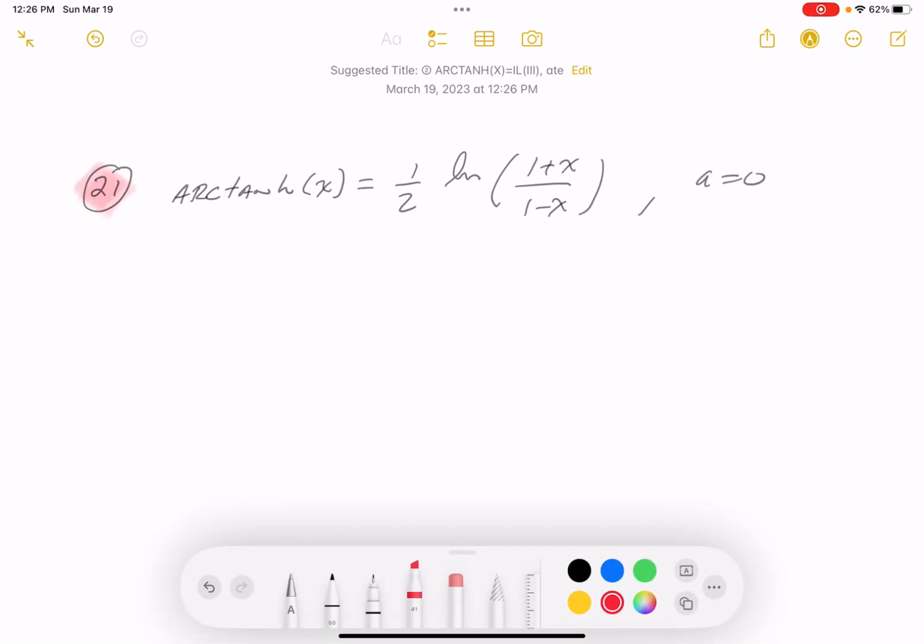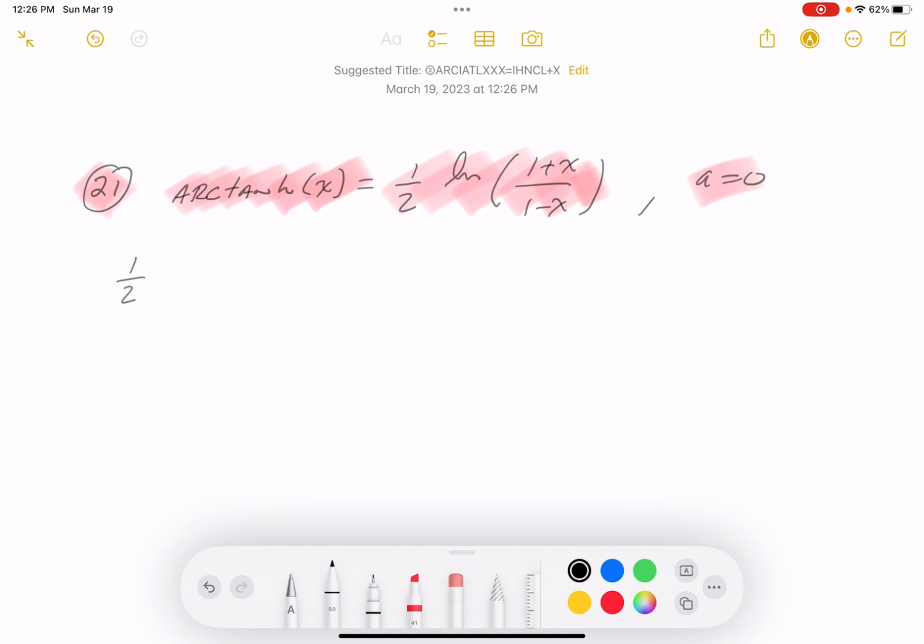Okay, problem number 21. It's not an easy one, but it's the inverse hyperbolic tangent. And they tell us what the formula is, which is helpful. I don't have to derive that. And then they want it centered at 0. Let's go through this.